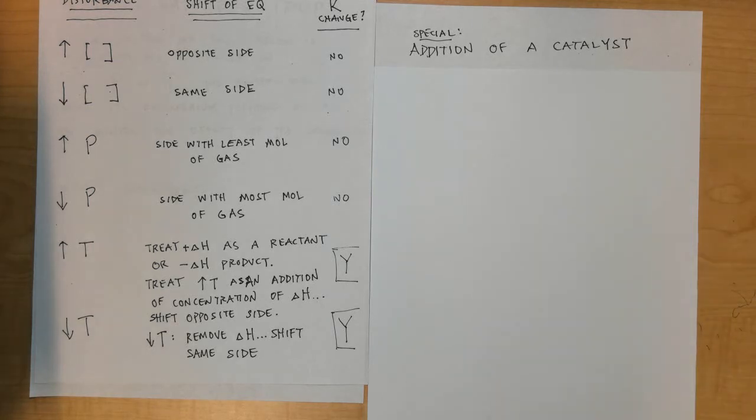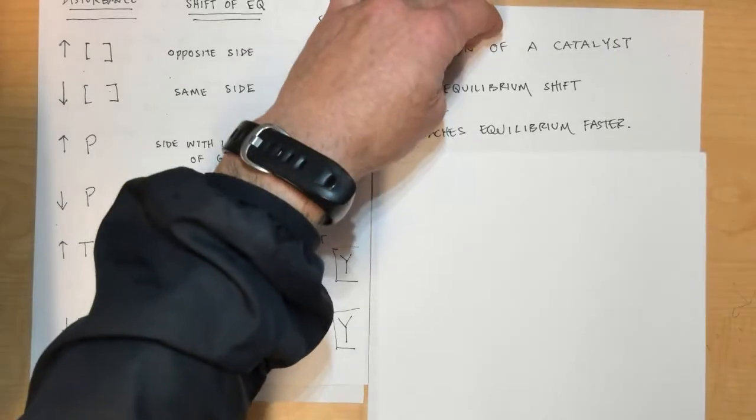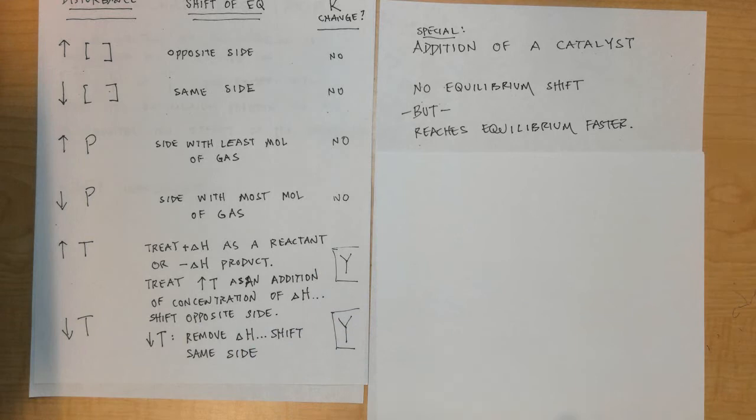If you add a catalyst to a system, you do not change K, and you do not change the shift or the position of the equilibrium at all. All you do is reach equilibrium faster because you speed up the reaction. So there's no equilibrium shift, but you reach equilibrium faster with the catalyst. Watch out for that trick question. It'll say, does it shift left? Does it shift right? Are there more products? Are there more reactants if I add a catalyst? And you'll say, nope, it doesn't shift anyway. It just speeds up the reaction.